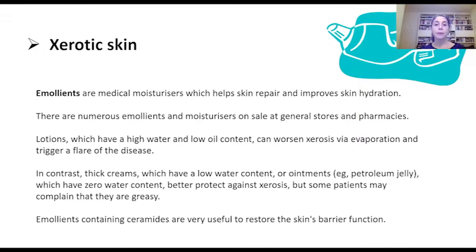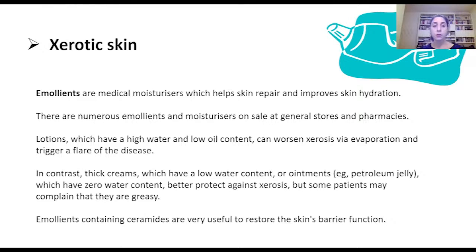Emollients are medical moisturizers which help skin repair and improve skin hydration. There are numerous emollients on sale at general stores and pharmacies, so it's important to ask the dermatologist to choose the better emollient.